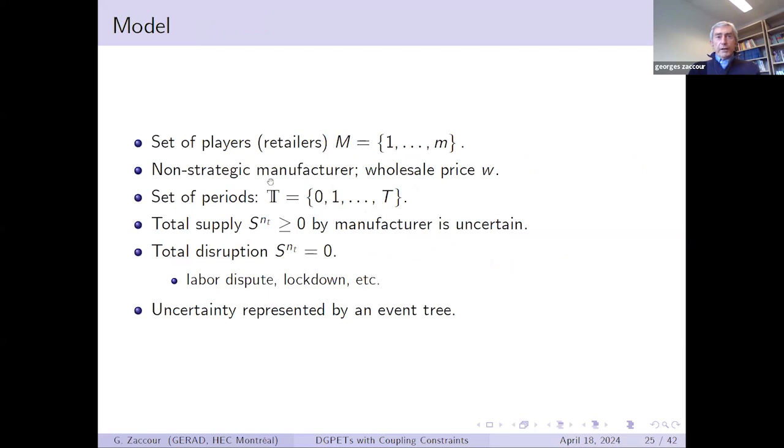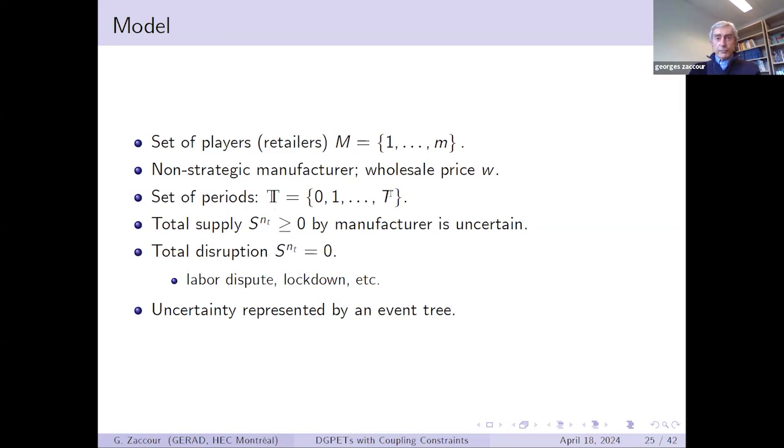So the model, we have a set of retailers, M retailers. Here we are going to assume that the manufacturer is non-strategic. So the manufacturer is simply posting a wholesale price W. Obviously, a nice paper for a PhD student is to extend what we are doing here to a supply chain by having the W a decision variable. So you have not only horizontal interaction, but also vertical interaction.